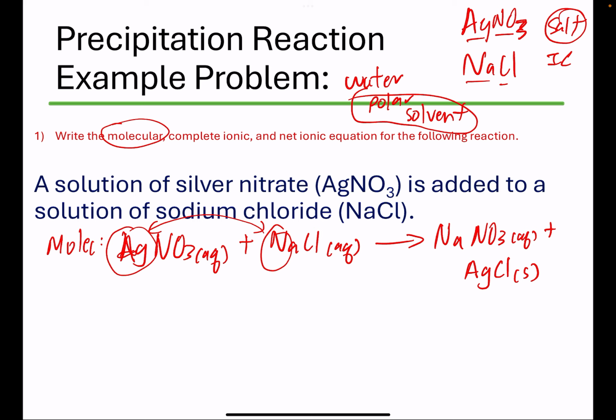If you refer back to your solubility chart, you could flip back to that in your notes. You'll see that Na, sodium, is our group 1 metal. NO3, nitrate, is also on the list for sure. It's gonna dissolve into water and stay dissolved.